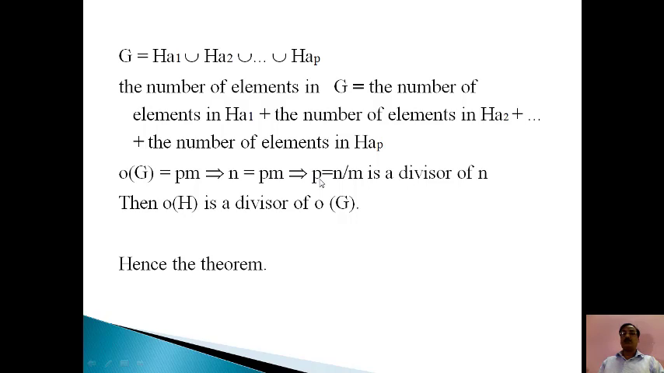Now we can write p is n over m, a divisor of n. So we have seen that m is a divisor of n. Then the order of H is a divisor of the order of G. This is the theorem, hence proved. This is a very important theorem, so students can learn easily, one by one and stepwise, with the help of this result.